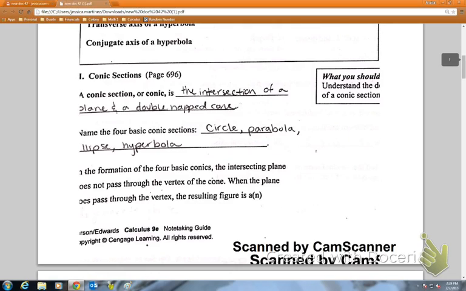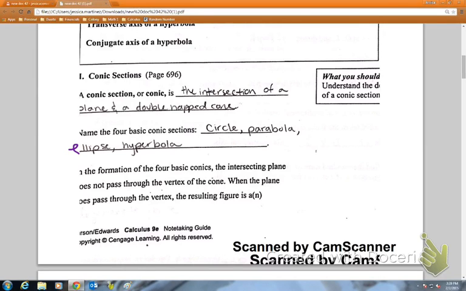If I come back here, it says a conic section, or conic, as you can call it, is the intersection of a plane and a double-naped cone. It says name the four basic conic sections: circle, parabola, ellipse, and hyperbola. Sorry, that's supposed to be an E, kind of got cut off. That's an ellipse and hyperbola.